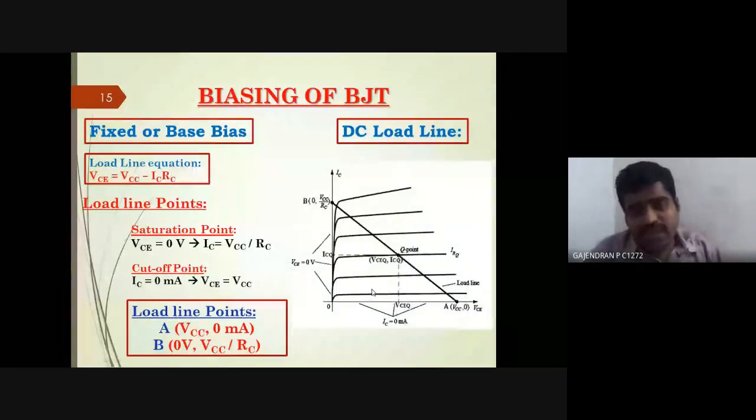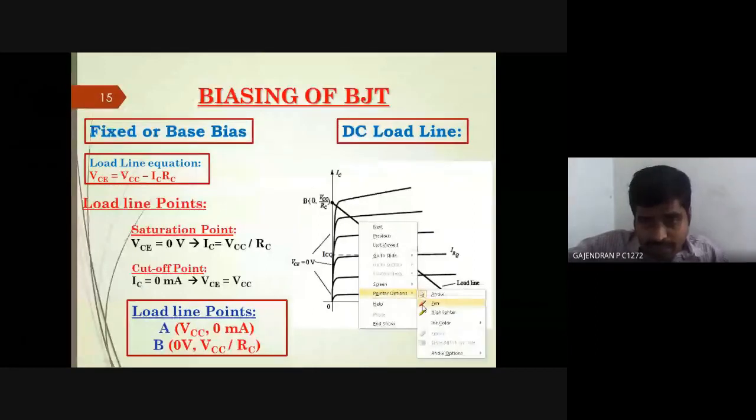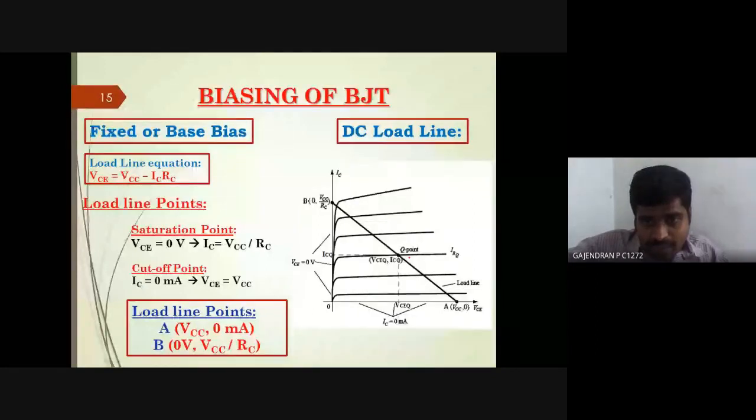Okay, please take a screenshot. It will take little time to note down. So this is your Q point. This is your Q point. Now in the voltage, this is my Q point. Okay, sir. This is my load line.